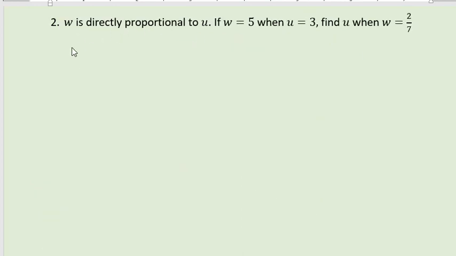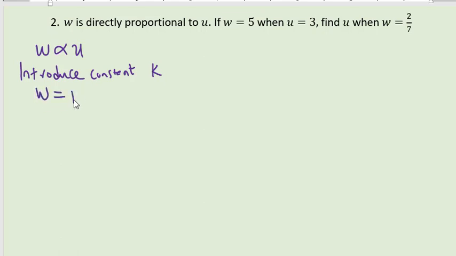W is directly proportional to u. So that's it. What's the next step we have to take? Introduce constant, right? So introduce constants. Okay, hope you don't mind my writing. So W is equal to K multiplied by U, which gives us KU, and this is our general equation. So always refer back to this while solving.